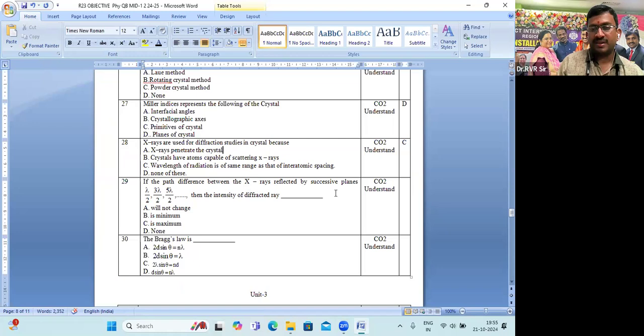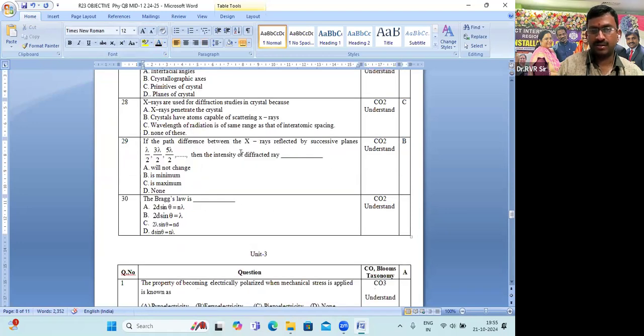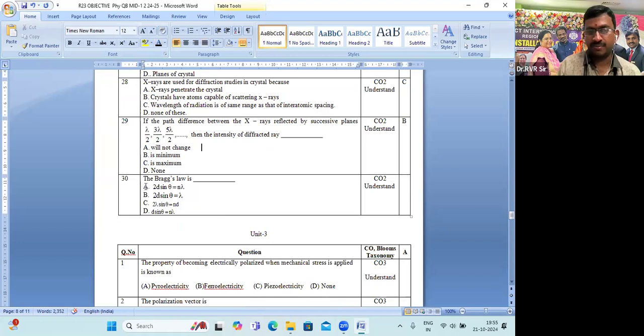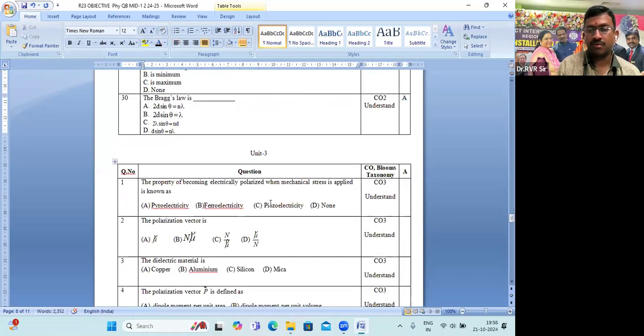The path difference between the X-rays from the successive planes is lambda by 2, 3 lambda by 2, 5 lambda by 2. Then the diffracted ray is minimum. Bragg's law is 2d sin theta equals n lambda. So option A is the right answer. Congratulations, successfully completed unit 2. Now go for unit 3.